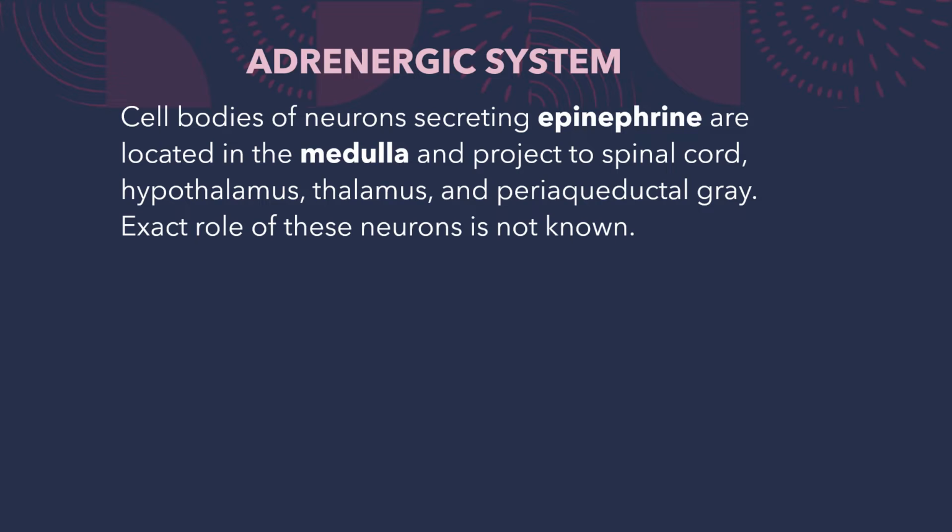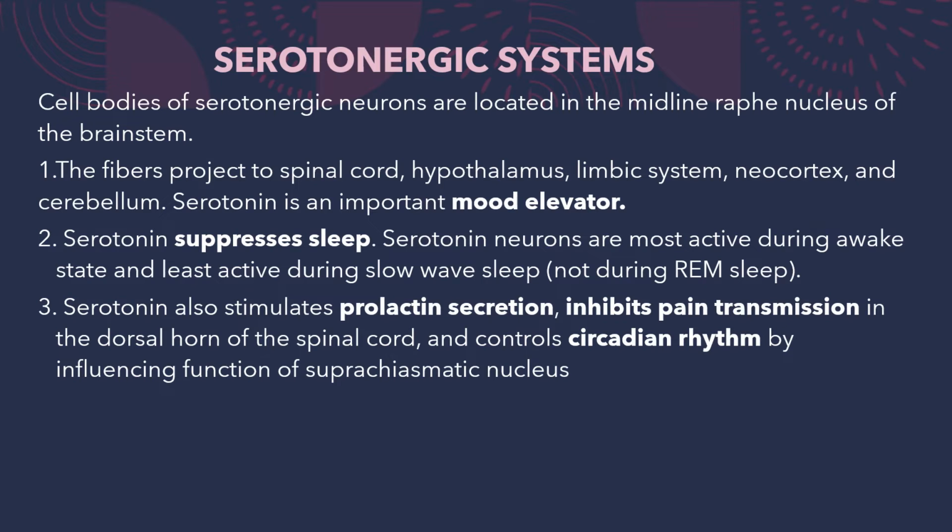Next is the adrenergic system. The cell bodies of neurons secreting epinephrine are located in the medulla and project to the spinal cord, hypothalamus, thalamus and periaqueductal gray matter. The exact role of these neurons is not known. In the serotonergic system, cell bodies are located in the midline raphe nucleus of the brainstem, and the fibers project to the spinal cord, hypothalamus, limbic system, neocortex and cerebellum.